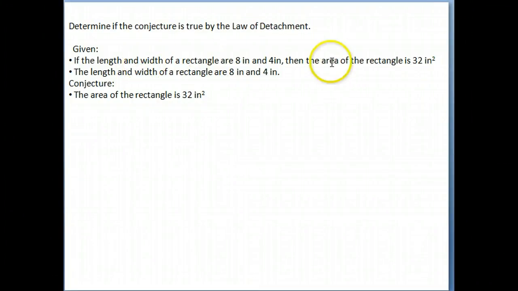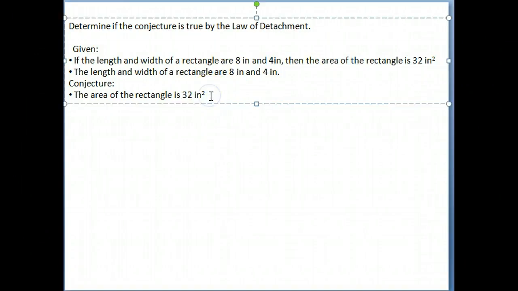Okay, so our conclusion would be the then. The area of the rectangle is 32 square inches. So this person did this exactly right. Okay, this one is true.